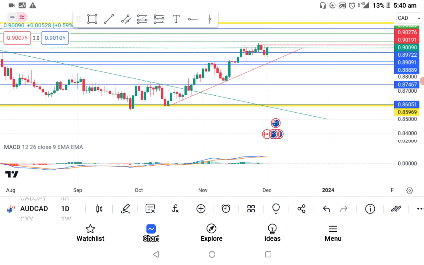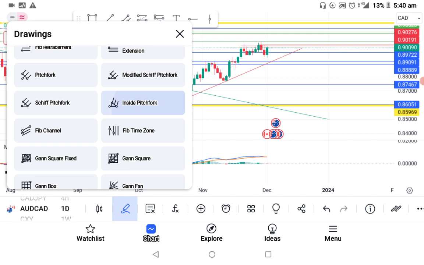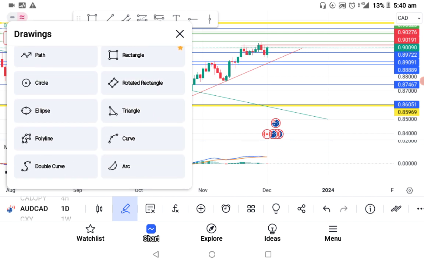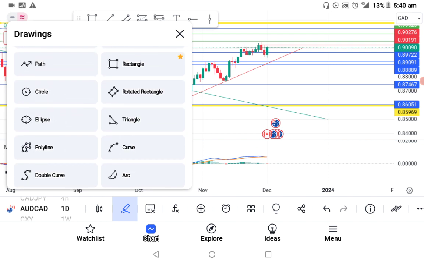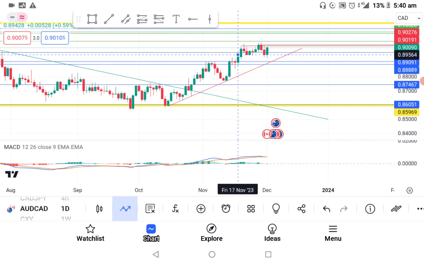Oh, I need to get my tools. Where are those arrows? Sorry for taking your time. It's weird. I've at least used this.